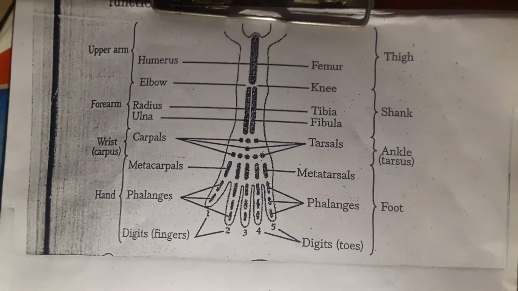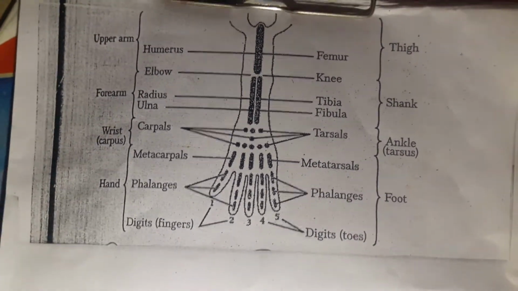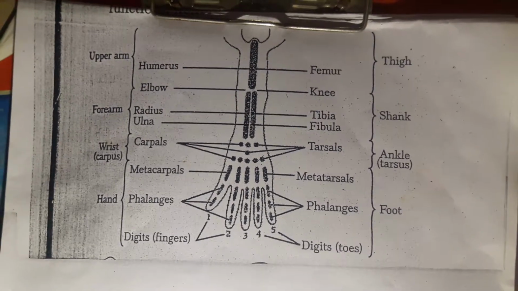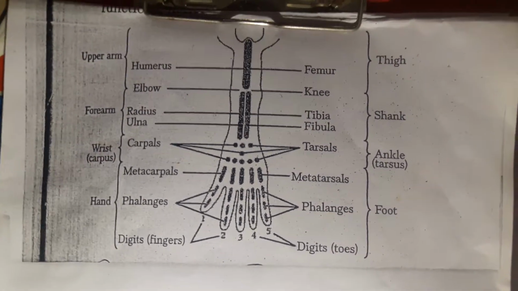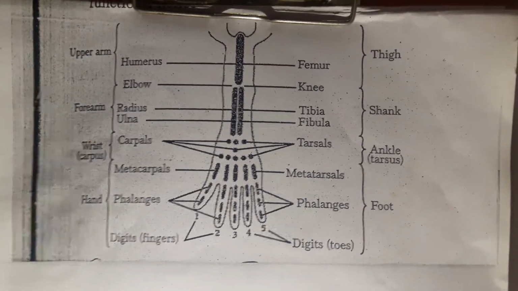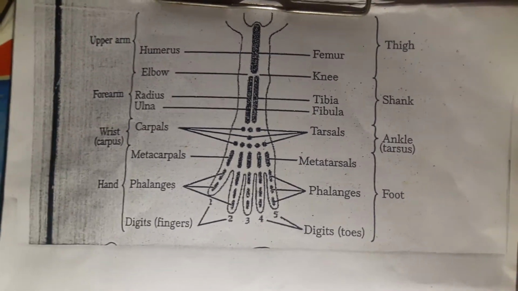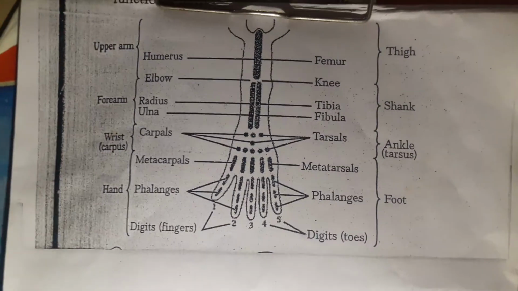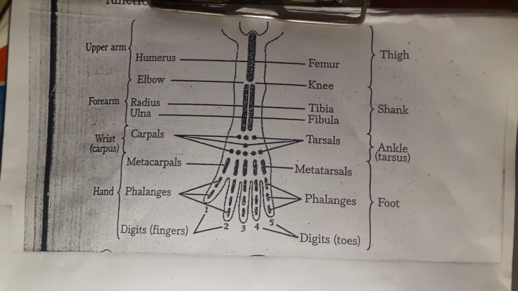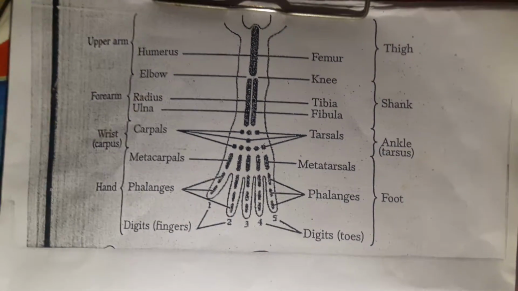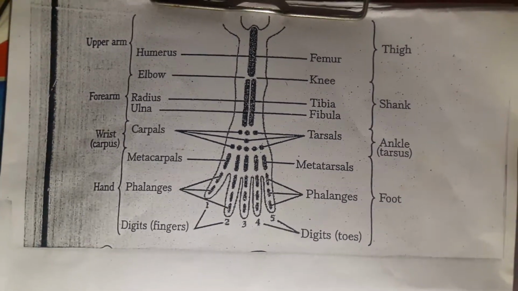The second type is sexual homology. The homology that exists between the sexes of the same species is called sexual homology. For example, the testes of man and ovaries of woman have a common embryonic origin, but they have different functions. The testis produces sperms and the ovary produces the ovum.